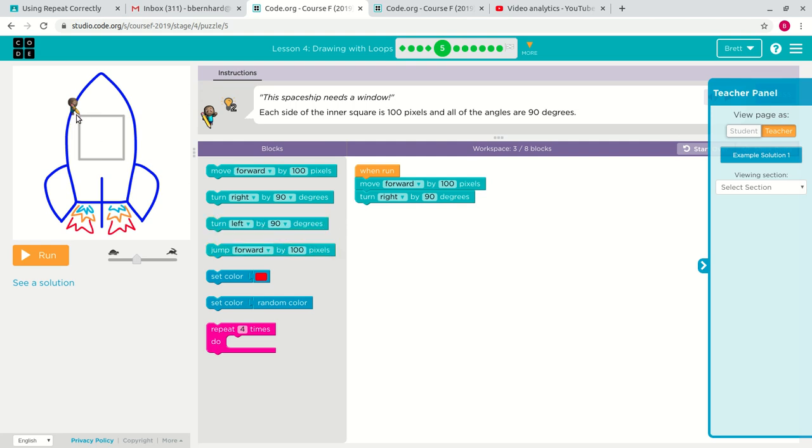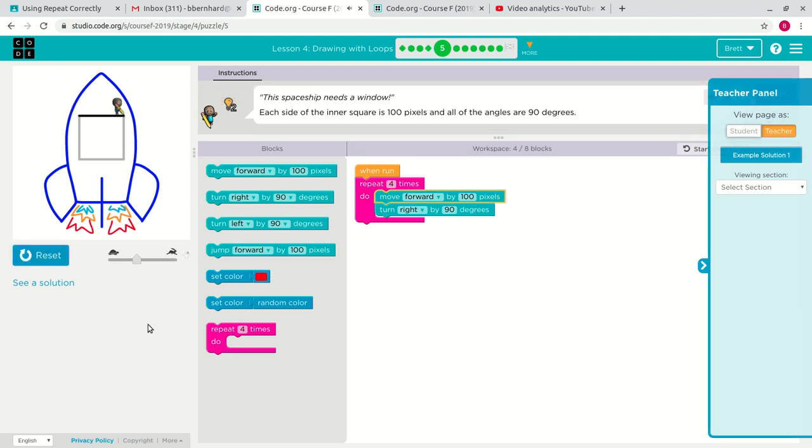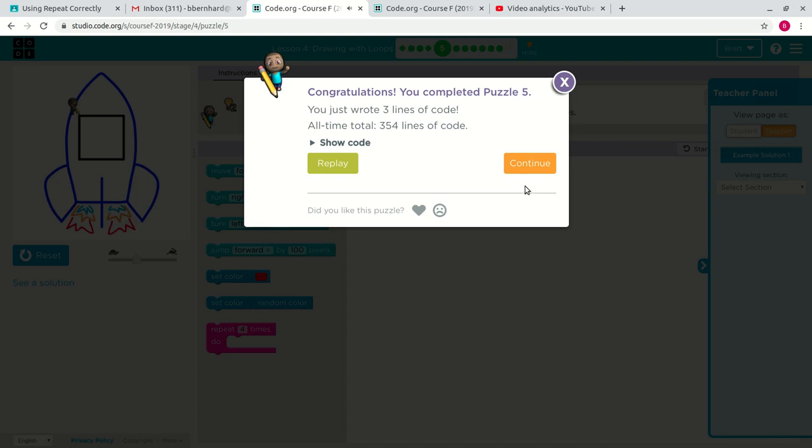let's go through this. If I move forward and then I turn right, let's watch it. Okay. Then I'll move forward. I'm going to turn right. Then I'll move forward. And then I'm going to turn right. And then I'm going to move forward. Oh, wait a minute. I just said the same thing 4 times. So look at that. I can put a repeat in here. And it's really simple.